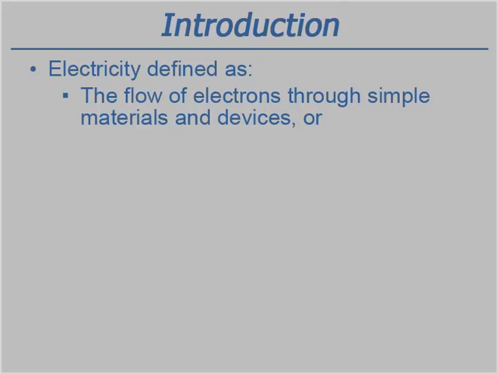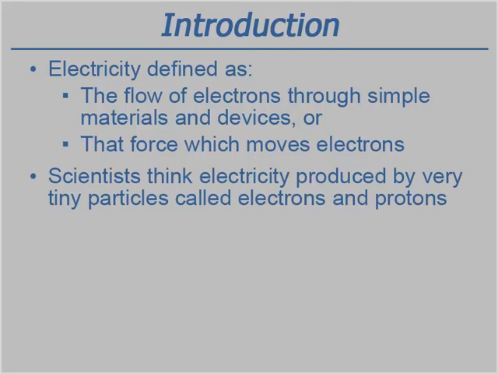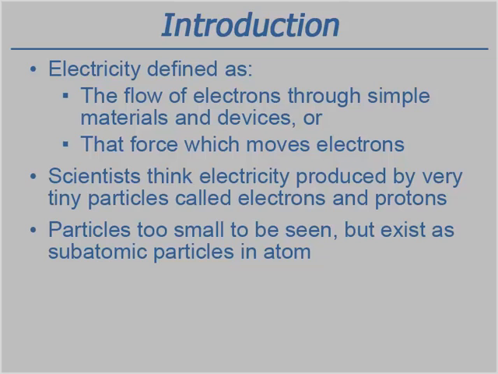What is electricity? Electricity is defined as the flow of electrons through simple materials and devices, or that force which moves electrons. Scientists think electricity is produced by very tiny particles called electrons and protons. These particles are too small to be seen, but exist as subatomic particles in the atom.